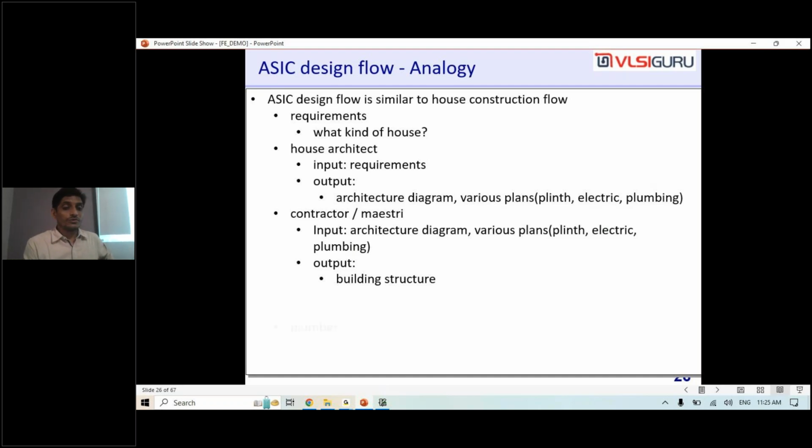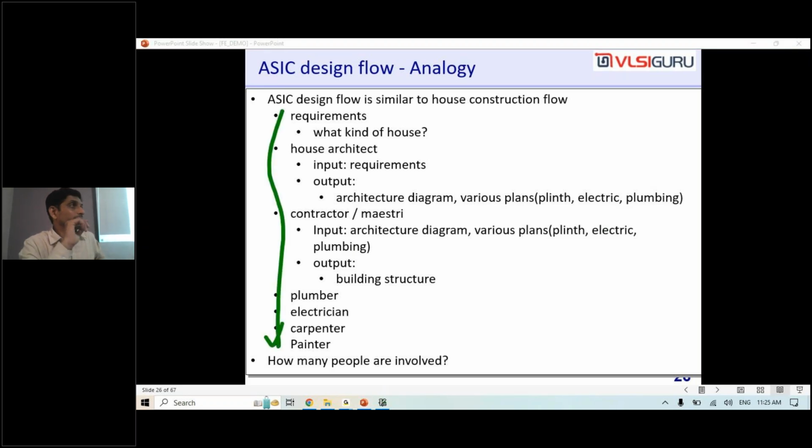Next, whom do you go to? Then there are various people. Plumber, carpenter, painter, many people are there. You see, so many people are involved in house construction. Right? Can one person do the entire work? No, right? Same way with ASIC design flow, one person cannot do everything.